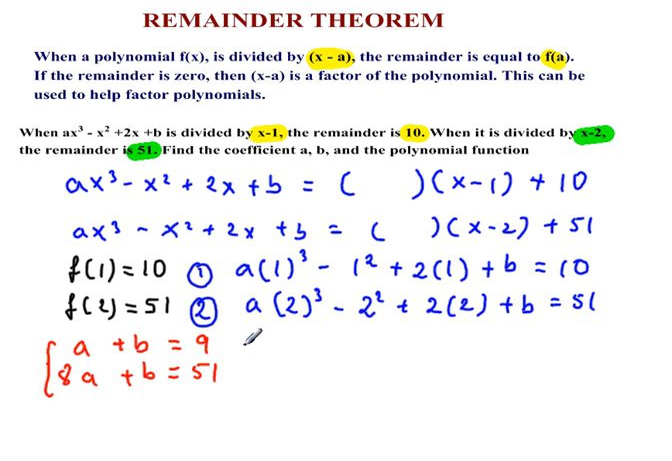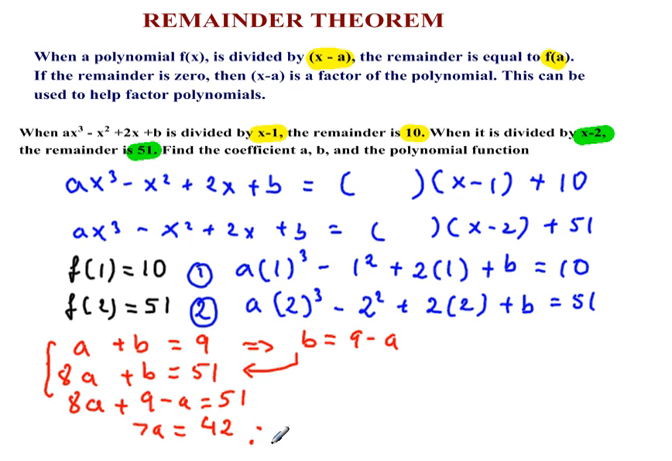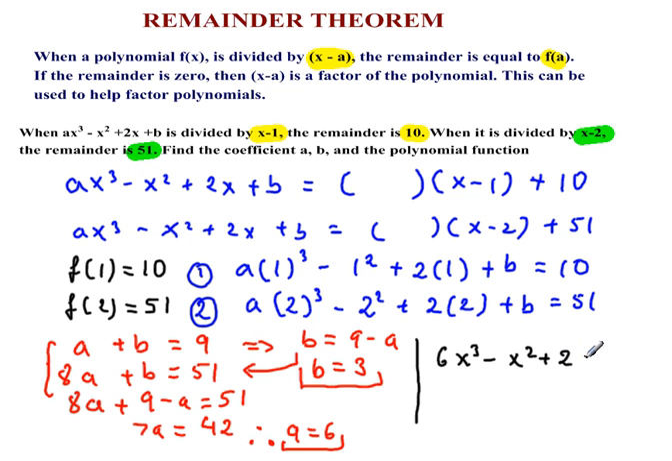Okay, let's say that from the first, b is equal to 9 minus a. Substitute into the second, so you have 8a plus 9 minus a is equal to 51. Rearrange, so 7a is equal to 42. Therefore, a is 6. So a is found. Now b is equal to 9 minus 6, which is 3. Excellent. And finally, the polynomial formula now looks like so: 6x cubed minus x squared plus 2x plus 3 is equal to, let's say, y.